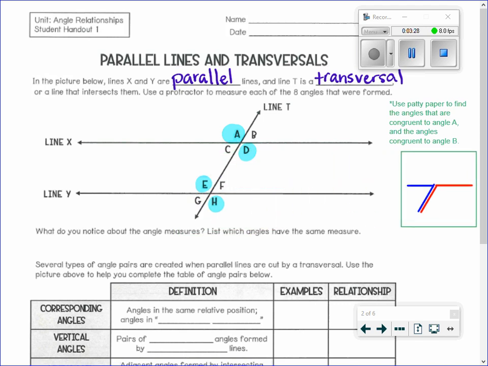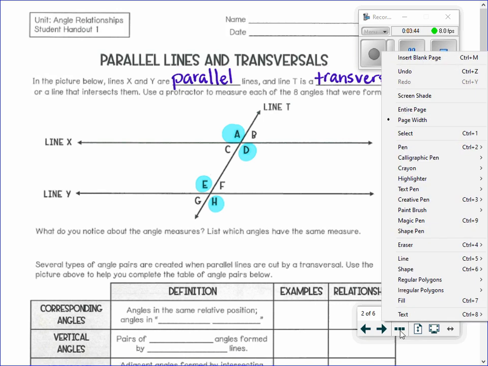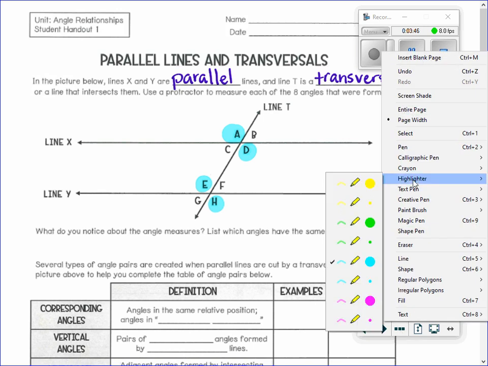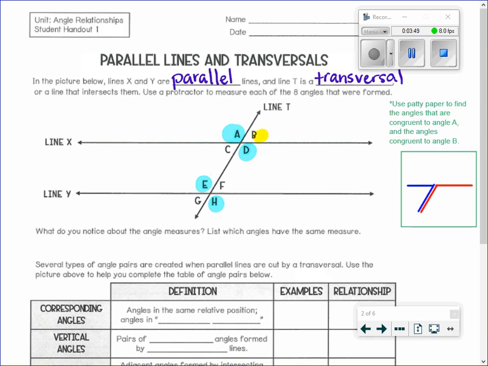So let's pick a different color, just any color that's different than what you used for that. And these angles, are they more or less than 90? Less. And what's less than 90 called? Acute. Perfect. So I'm going to pick a yellow and highlight all of those the same. So all my blues are the exact same angle, and all my yellows are the same angles.